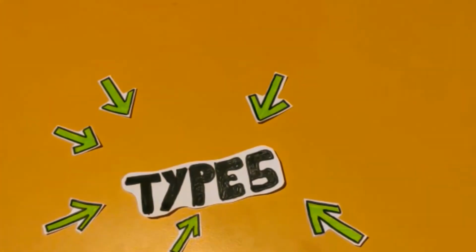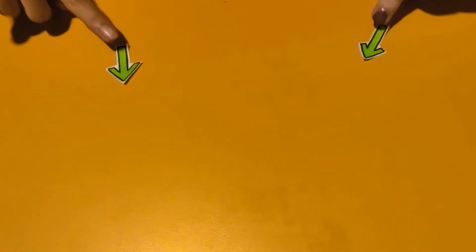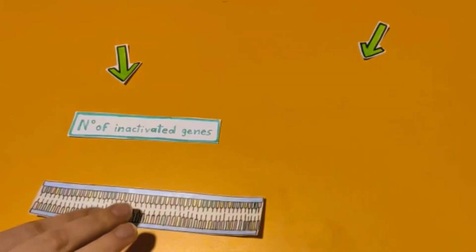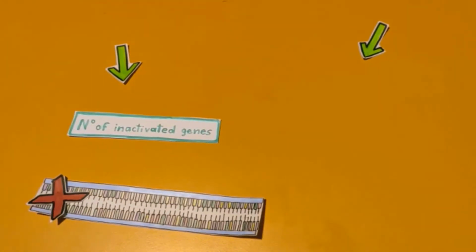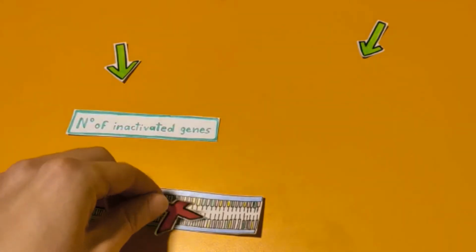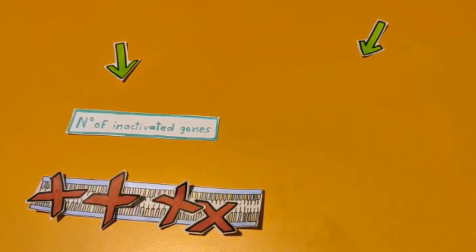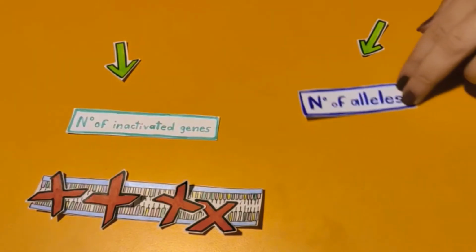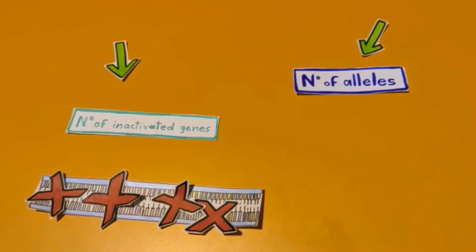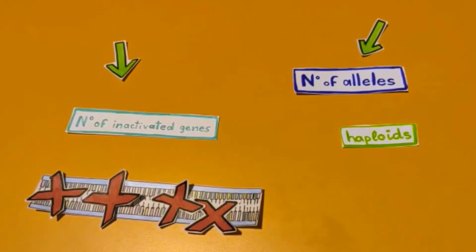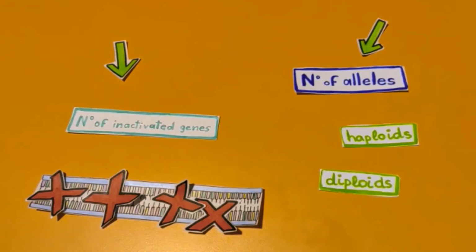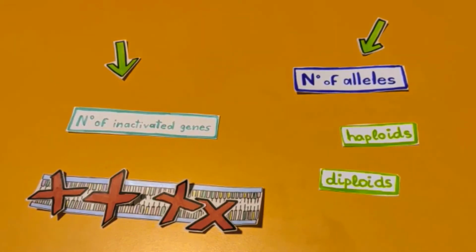Types. We can define two types of gene knockout depending on the number of inactivated genes. It can be simple, double, triple, or quadruple knockouts, affecting from 1 up to 4 genes respectively. Number of alleles that the organism has. In haploids, gene knockout is more simple in comparison to diploid organisms, which need several knockouts or breeding with homozygote organisms.